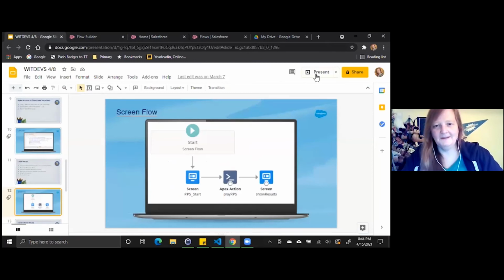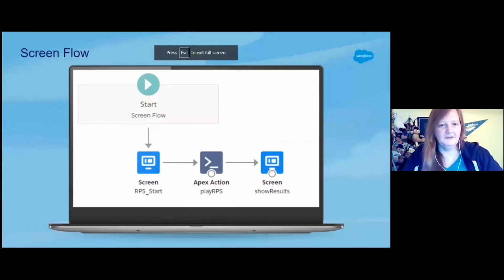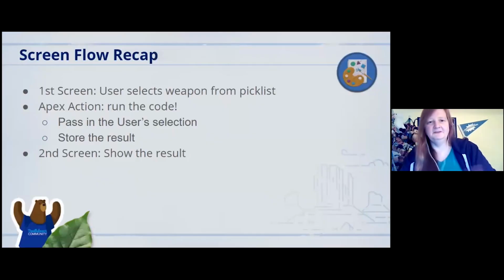So we've got rock, paper, scissors. We've got our flow. Really quick recap of the flow. My first screen, my user selects the weapon from the pick list. I have that Apex action that runs the code. I have to pass in the user selection. I need to store the result. And on the second screen, I show the result. So great, RPS works. We're all good.